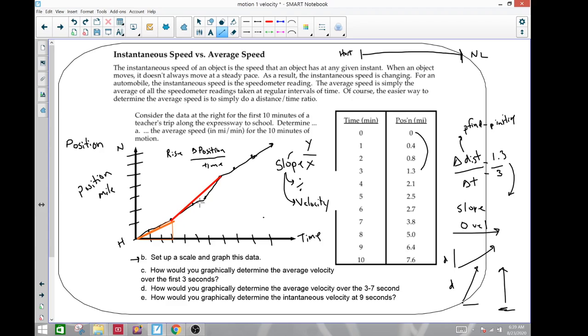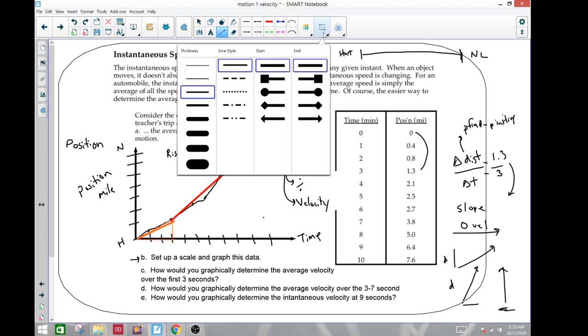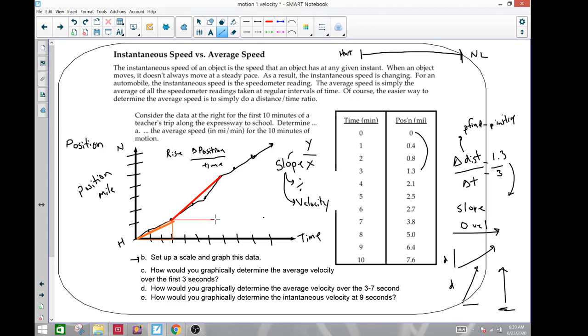Now the slope of this line is the one that's going to give us the average velocity over that time frame. So again, I would need to use, this is my run, and this is my rise. And you could do that math very easily. Your change in position would be from 3 to 7 seconds, and 1.3 to 3.8. So you can subtract it up. It's 2.5, divided by your 4 seconds. All right. Next it says, how would you graphically determine the instantaneous velocity at 9 seconds?